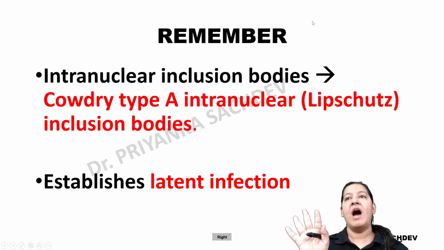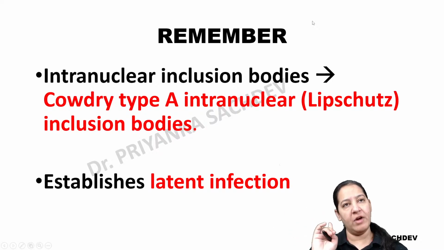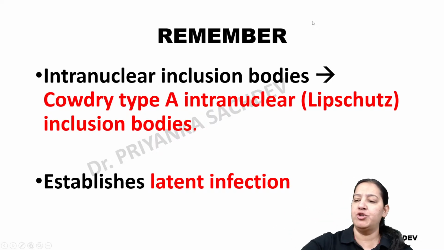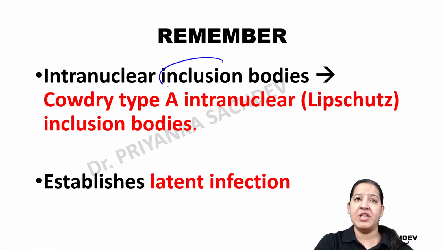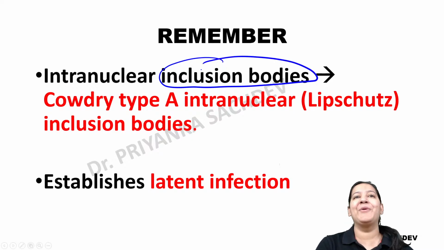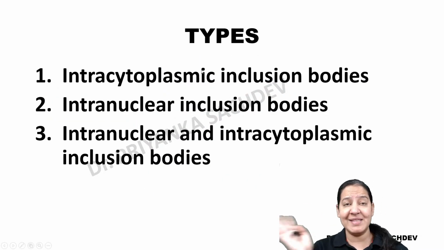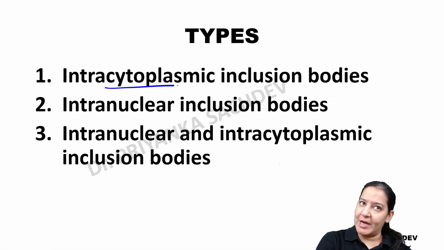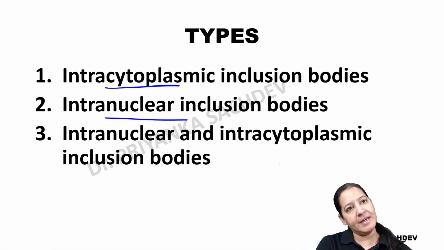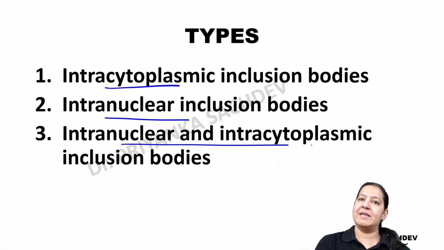After the diagram, I would like to move to one more important topic. I have taught you inclusion bodies. In general virology, those who are old students may know what inclusion bodies are. Inclusion bodies are of 3 types. They are seen inside the host cell. They can be present in the cytoplasm of the host cell, they may be present in the nucleus of the host cell, and they may be present in both.